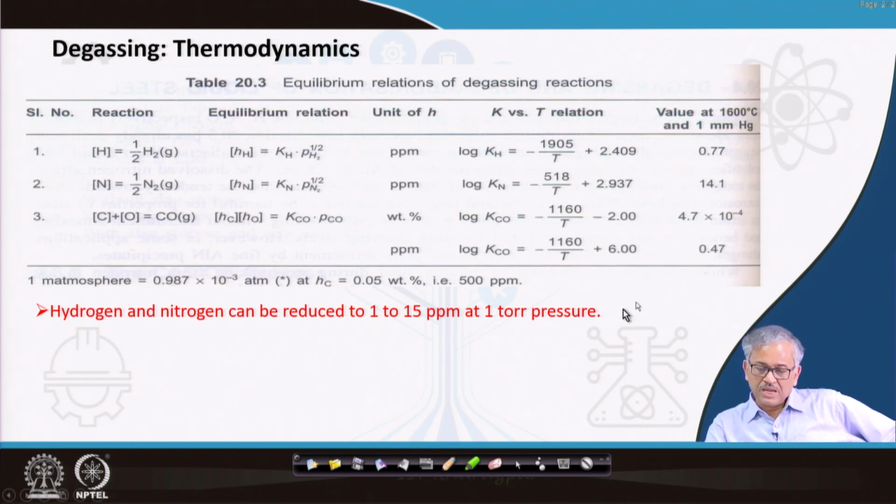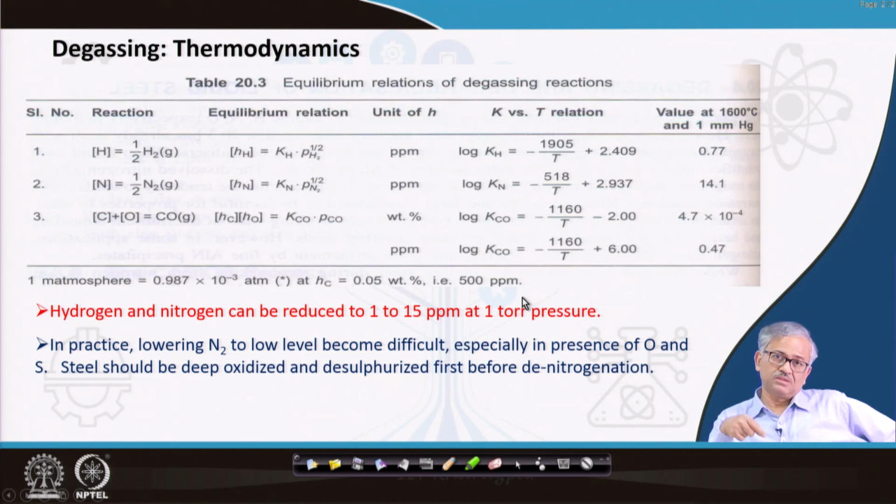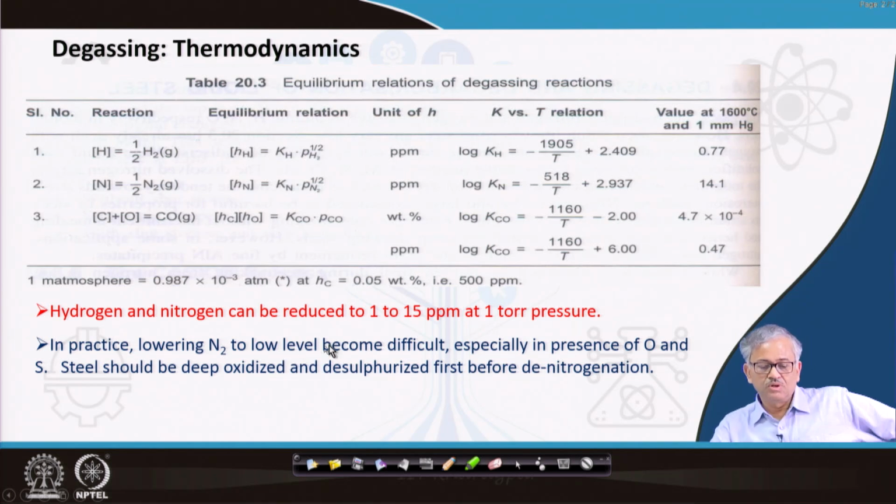sulfur. That is why in practical situations you cannot come down to 14 ppm of nitrogen, especially if the bath still contains a lot of oxygen and sulfur, and that is why you have to deeply deoxidize and deeply desulfurize the bath before you go for the vacuum treatment for nitrogen removal. Otherwise, in practice, lowering nitrogen to a very low level, say 14 ppm or even less than 50 ppm, becomes difficult, especially in the presence of oxygen and sulfur. The bath should be deeply deoxidized or desulfurized first before the denitrogenation. So, if you want to do the denitrogenation very effectively, you have to first deoxidize or desulfurize the bath, and then do the denitrogenation. Okay, so this is very important from the kinetics point of view.